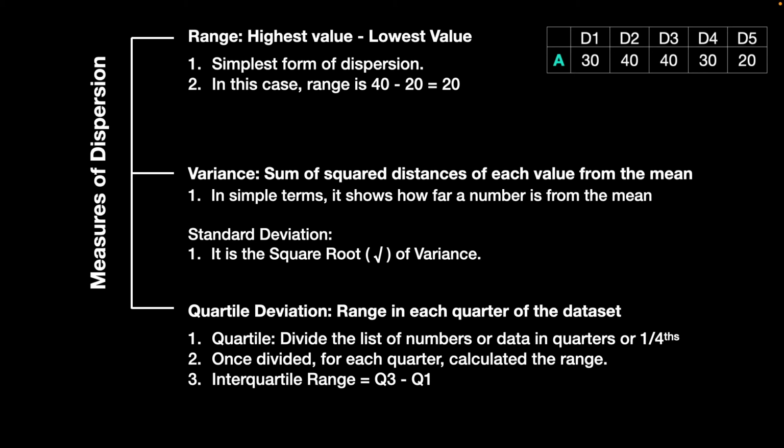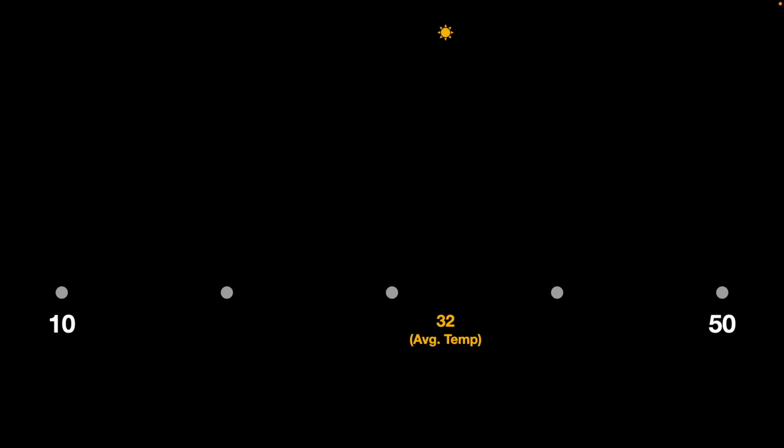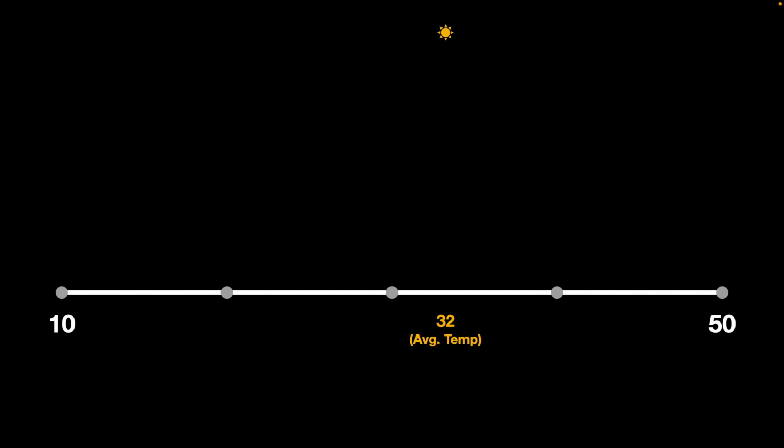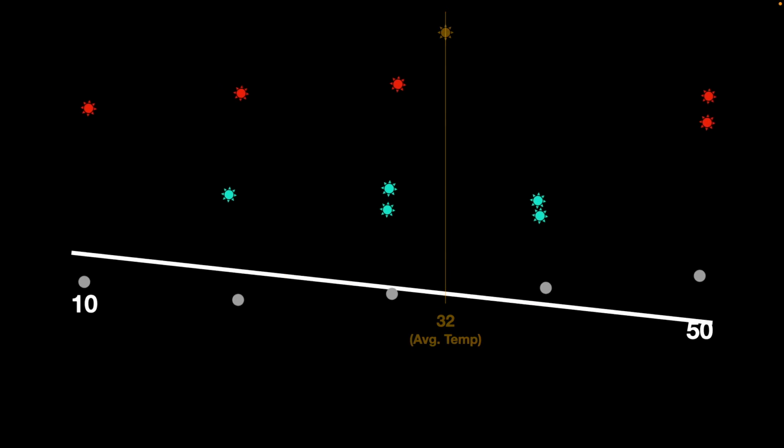In this slide, you will notice that I've plotted out the observations on a number line. We know that the mean temperature for both the locations are 32 degrees. The red points indicate the temperatures of location B, and the blue points represent location A. And now, all I've done is just move the graph vertically.